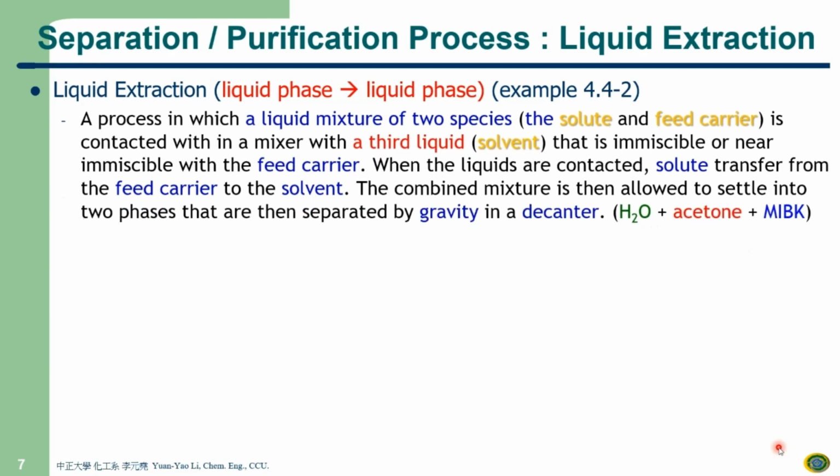So it is a process in which a liquid mixture of two species, one is the solute, one is called the feed carrier, is contacted with a third liquid, which we call the solvent, that is miscible or nearly immiscible with the feed carrier. When the liquids are in contact, the solute transfers from the feed carrier to the solvent. The combined mixture is then allowed to settle into two phases that are then separated by gravity or a decanter.